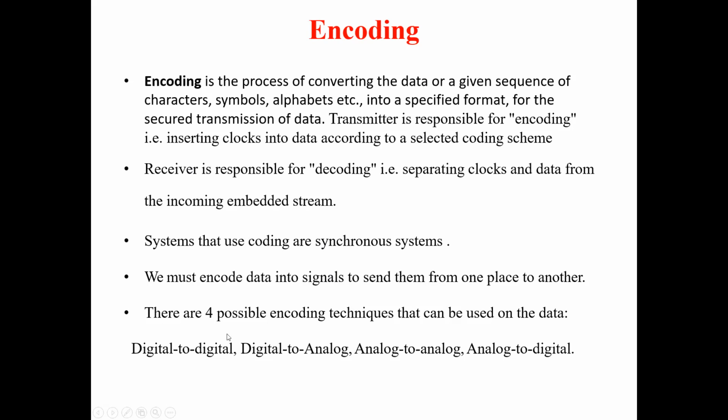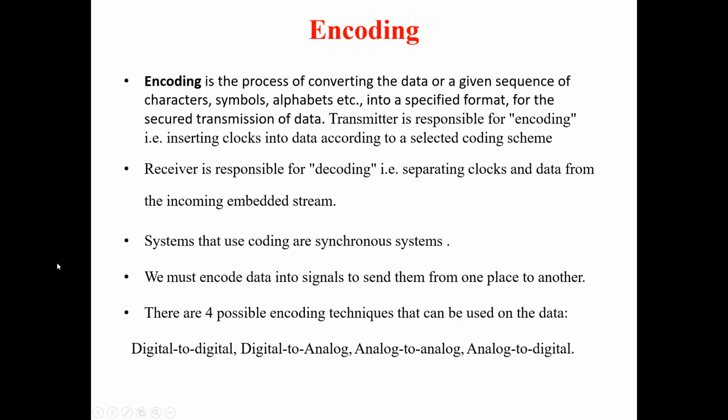So what are the different possibilities? You know there are two types of signals we have seen. We have to transfer the data in the form of signals. Now there are two types of signals, analog and digital. We have seen the difference: analog is in the waveform and digital is in discrete format. So this transmission will be possible in 2 raised to 2, that is four ways: digital to digital, digital to analog, analog to analog, and analog to digital.